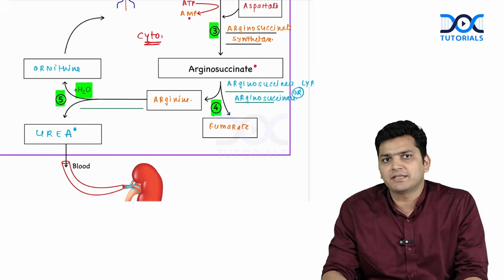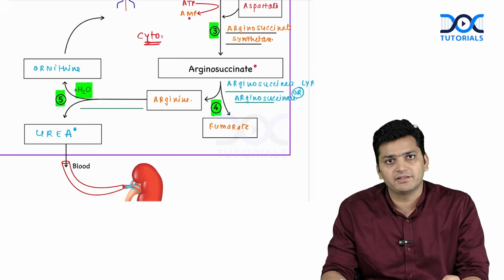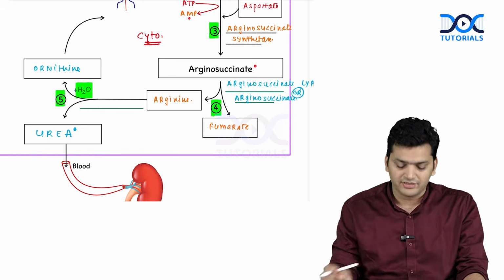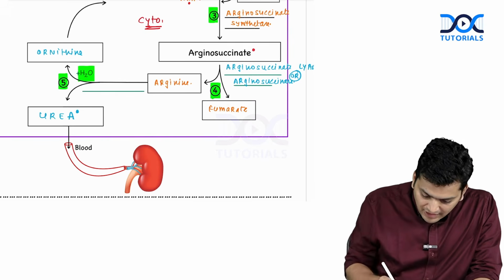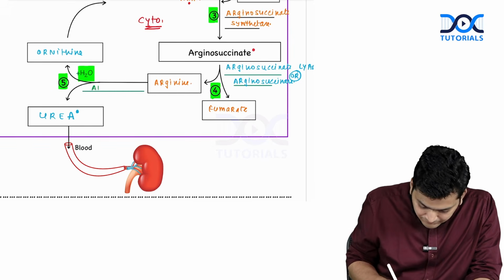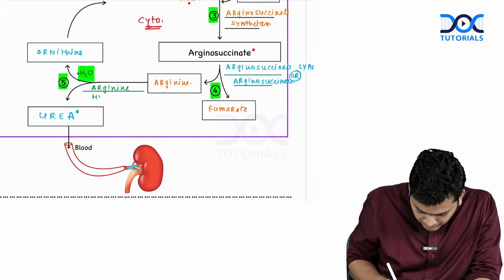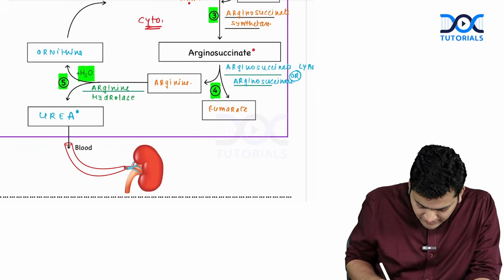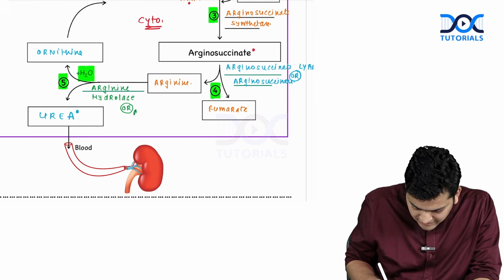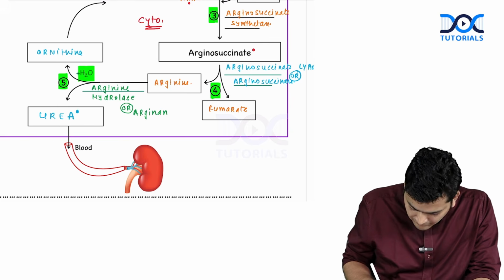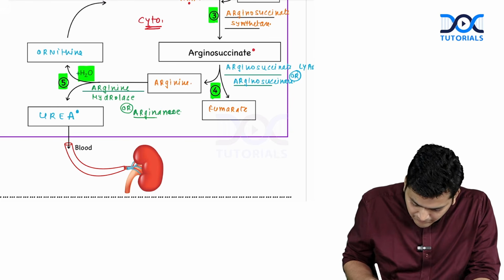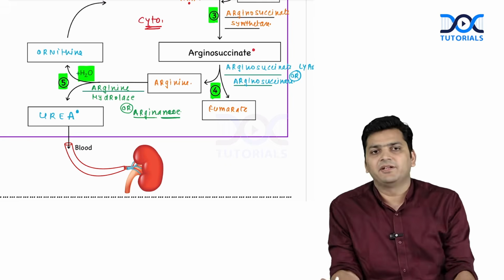What do you think? What should I say? Is it lysis or hydrolysis? What is the better name? Hydrolysis. So the name of the enzyme is arginine hydrolase. This arginine hydrolase is also called argininase. So these are the 5 reactions.